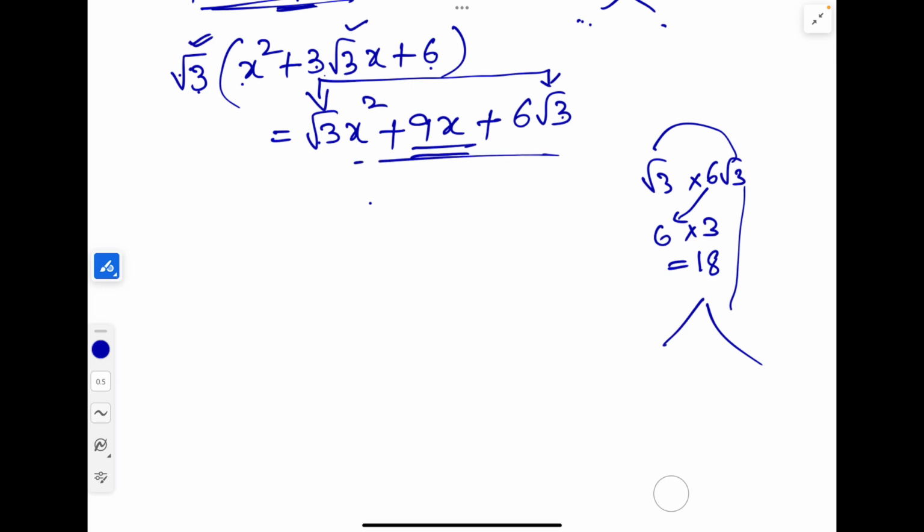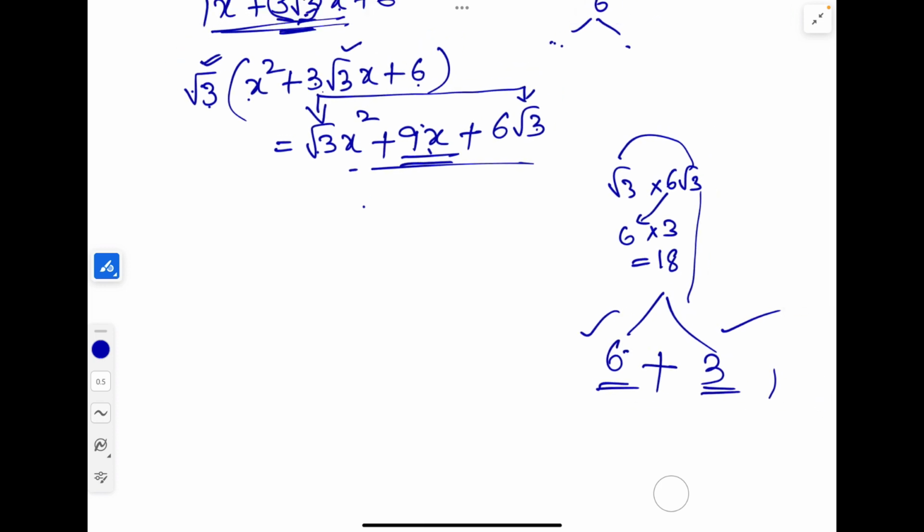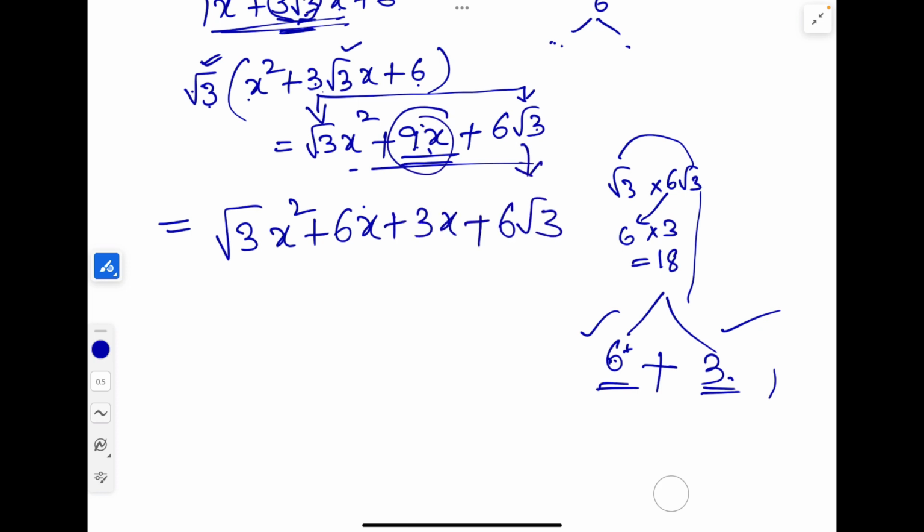So everything will be positive. 6 3s are 18, and 6 plus 3 how much? 9. Oh wow, we got it right away. Okay. 9 2s is also 18, but we want 9x as the sum. So 6 and 3. So replace the middle term by 6x and 3x. So let us write now: root 3x square plus 6x plus 3x plus 6 root 3. Splitting the middle term means only the middle term should be replaced by these factors.